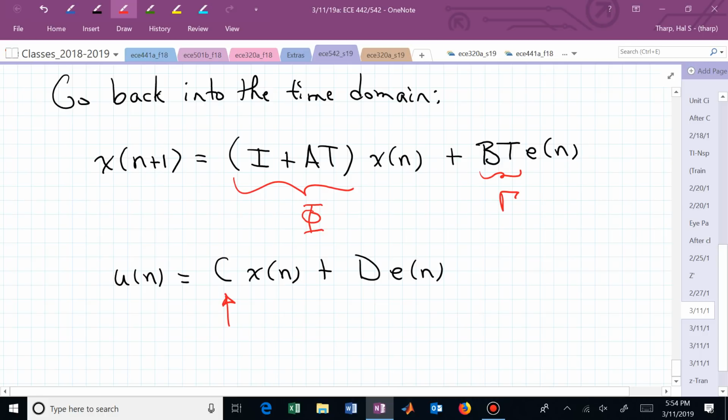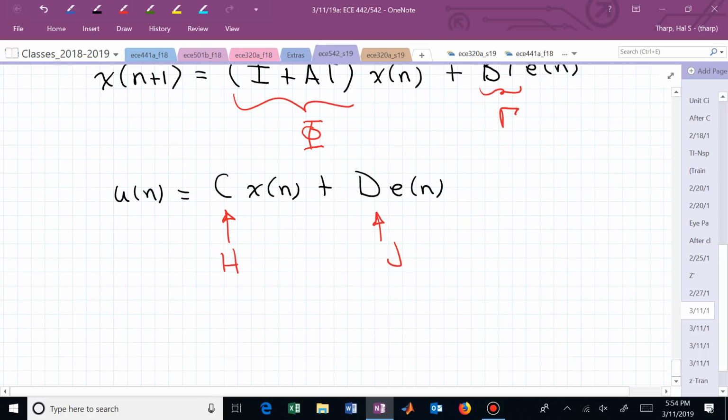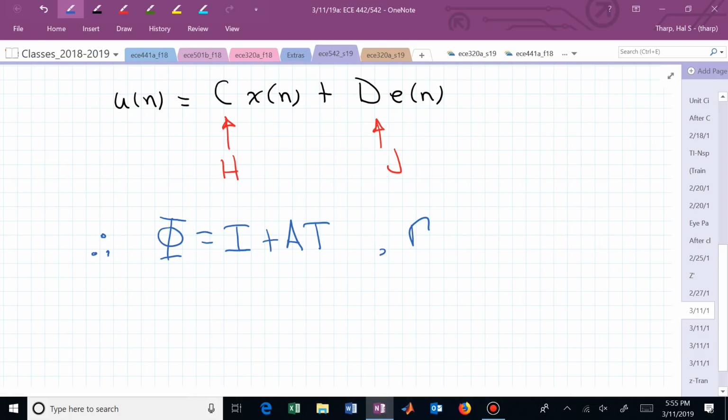And relating those to how we define them in the discrete equivalent, we said, oh, let's call this a matrix H, and let's call this a matrix J. That's now our discrete equivalent. We now could say phi is I plus AT. That wouldn't be that hard to compute once you know the system matrix A in the continuous time setting, and capital T.